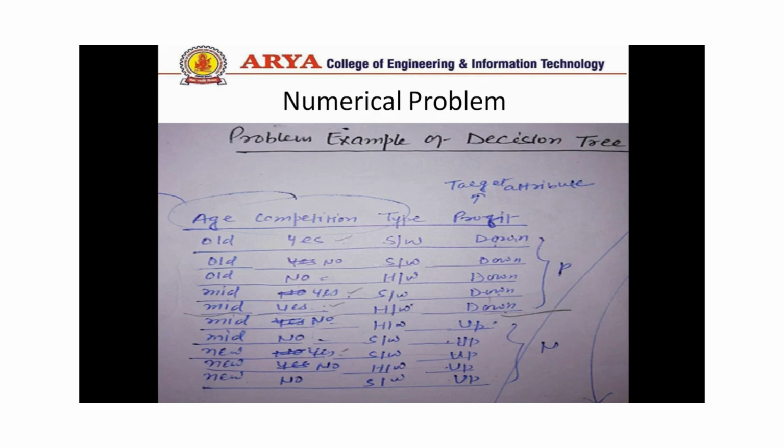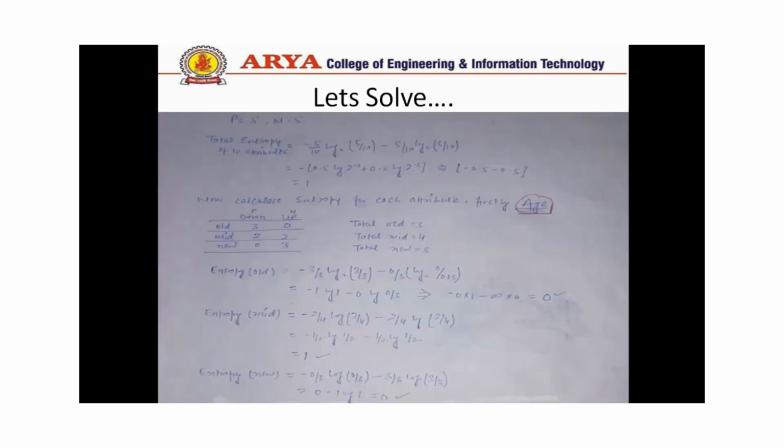So there are mainly two types of tree pruning. Number one, cost complexity pruning, and second one is reduced error pruning. Here we are taking a numerical problem based on decision tree. We have 10 data sets and the attributes are age, competition, type, profit, and profit is our target attribute. Here we have 5 values for P, that is probability of yes. We are denoting this by down, and for no, probability of no is shown by up.